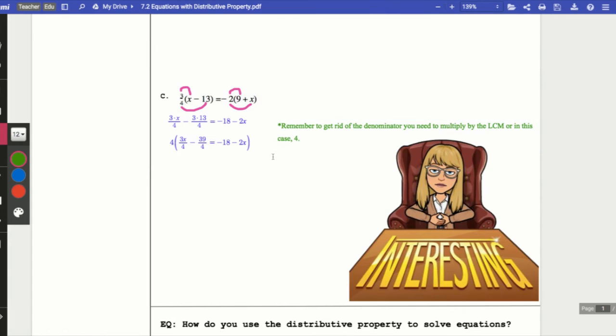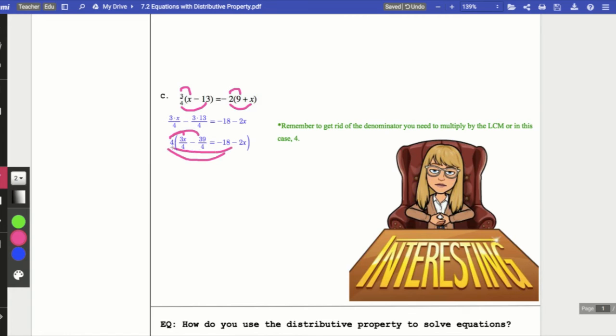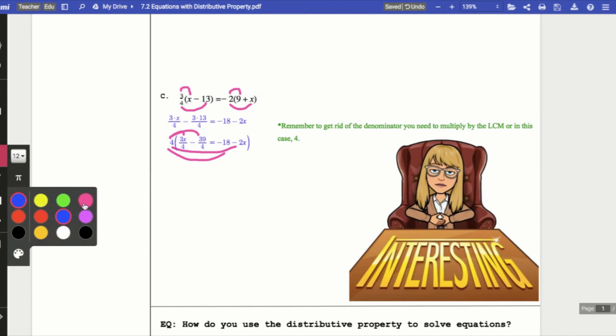Multiply. There we go. It's missing something. I know, we've got to fix it. All right, so that's the mega distributive property we were talking about. So let's go ahead and do that. 4 goes to 3x over 4, to 39 over 4, to negative 18, and to negative 2x. Remember, I have to do it to everything, not just to the left-hand side. This is going to be a big problem, so I'm going to do it in pink to show where that happened.